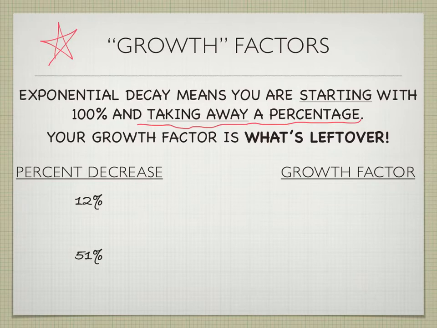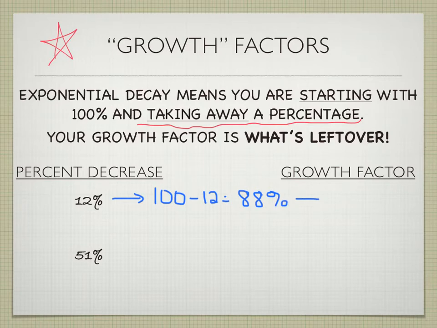All right, so just a couple of examples that I gave here for you. If in the problem it said something was decreasing by 12%, remember what you really care about is what percentage you are keeping. You're losing 12%. You don't care about what you're losing. You care about what you're keeping. So I'm going to do 100 minus 12 and get 88%.